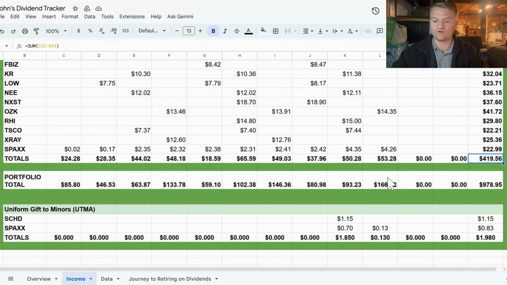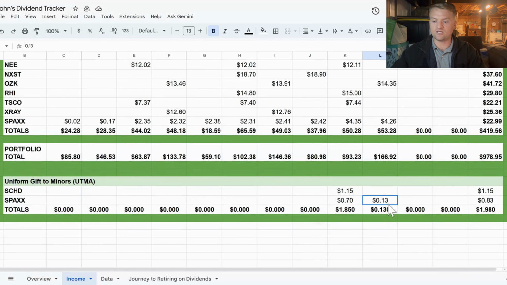Last but not least, our portfolio. For the month, we made $166.92. Again, our best month of the year, for a total of $978.95. Cross my fingers, I think we will cross that $1,000 income for the year mark next month. So pretty excited for that.